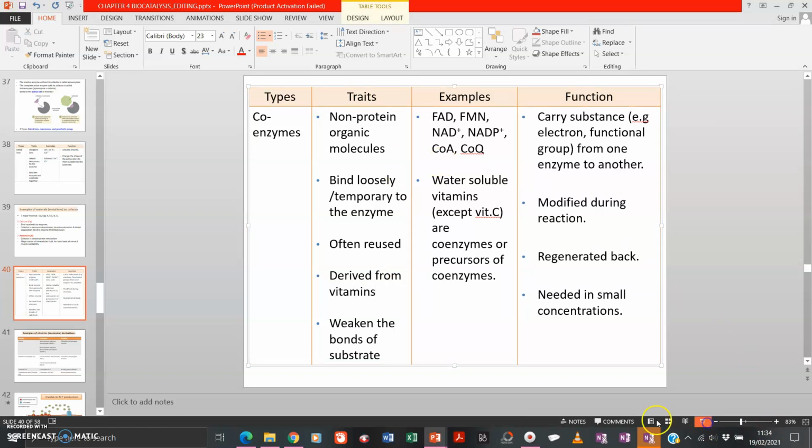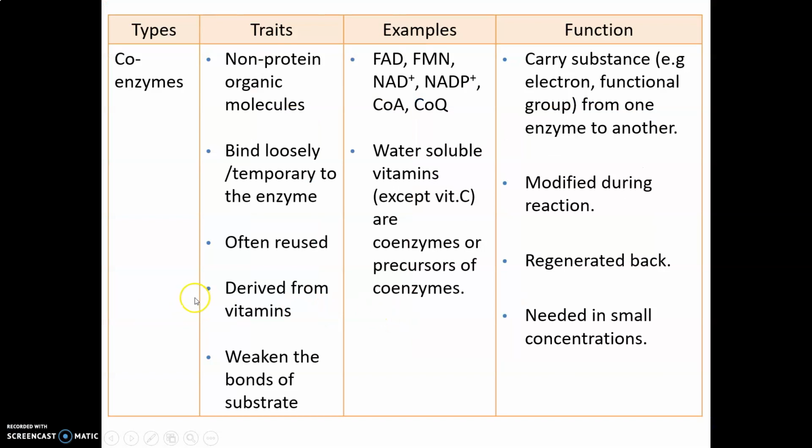And then dengan cara apa? Daripada vitamin tadi dia akan convert kepada this coenzyme dan cara dia akan weaken the bonds of the substrate. Contohnya kita ada this water soluble vitamins, kita ada vitamin B, dia precursor kepada coenzyme, kita akan tengok later. And apakah function dia? Dia akan carry substance ataupun elektron. Contohnya dia akan carry elektron.